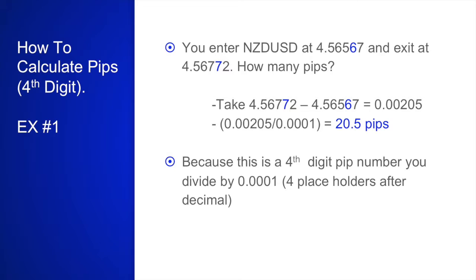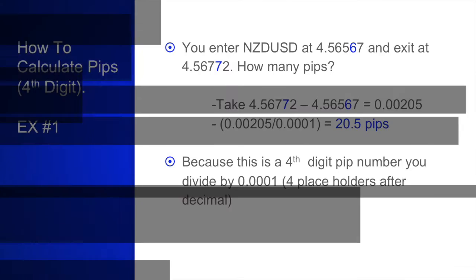Now, one way that you can find out how many pips was in this situation is you take them, subtract them, and then you can divide by 0.0001. That is going to equal 20.5 pips. Why did you want to divide by 0.0001? Because remember, the pip is the fourth digit after the decimal place. So if you divide by that decimal, you're going to get 20.5.